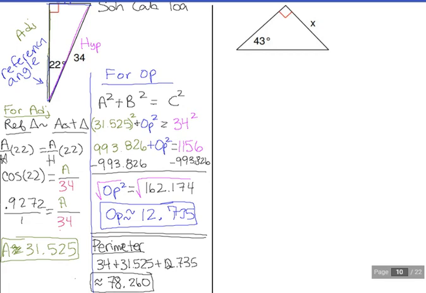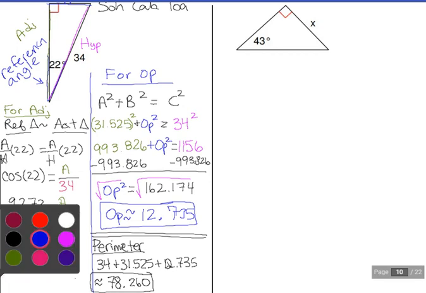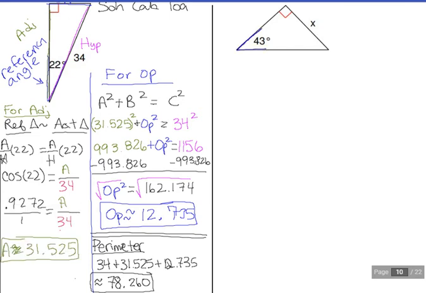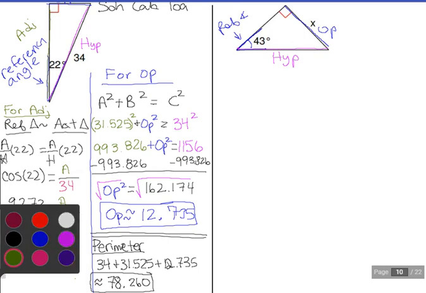All right. So let's set up our routine again for number 2. Reference angle first. Labeling second. Opposite. Here's our hypotenuse. And then we have our adjacent.